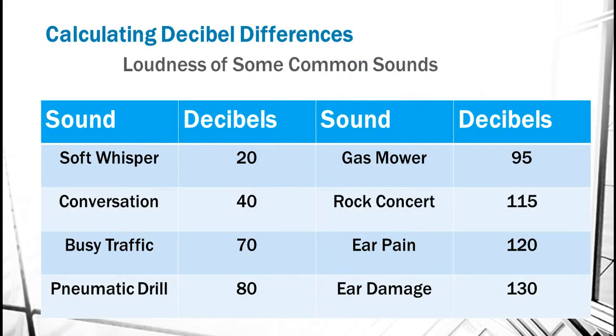All right. I think this is similar to what's on the inside of your back cover of your book. Loudness of some common sounds. Okay, so this is measured in decibels. A soft whisper is about 20. Conversation, like me right now, about 40. Busy traffic, 70. A pneumatic drill, goodness, I don't even know an example to tell you, but they're loud, okay? A lawnmower, 95. Rock concert, 115, yikes.